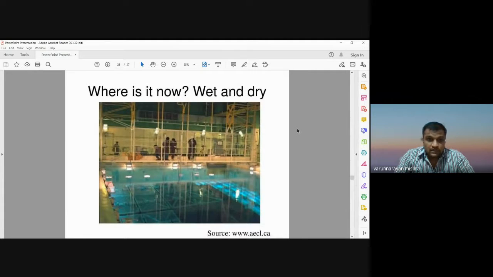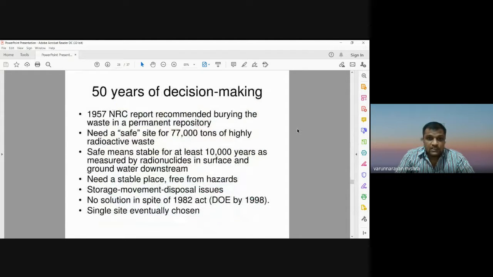Okay, where is it now? Wet and dry. This is an example of 50 years of decision making. It was started in the 1950s, and in 1957, an NRC report recommended burying the waste in a permanent repository. We need a safe site for 70,000 tons of highly radioactive waste. If you want to work on disposal sites for radioactive waste, we can use a decision support system. We can use decision making based on the DSS.